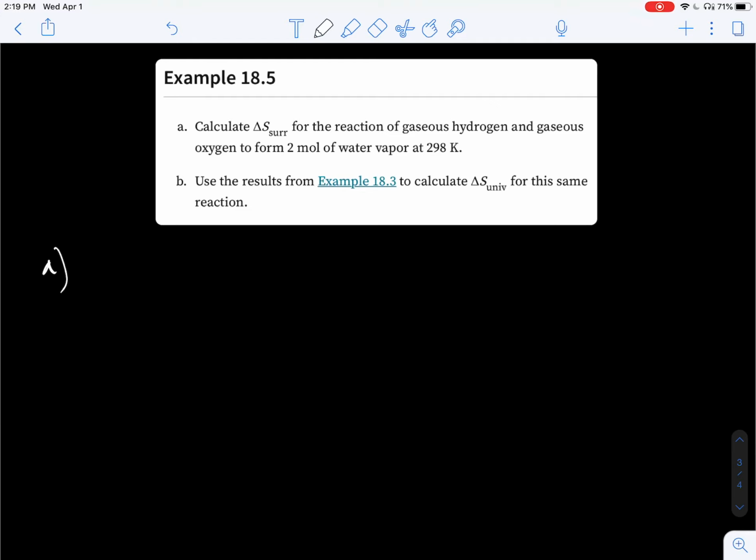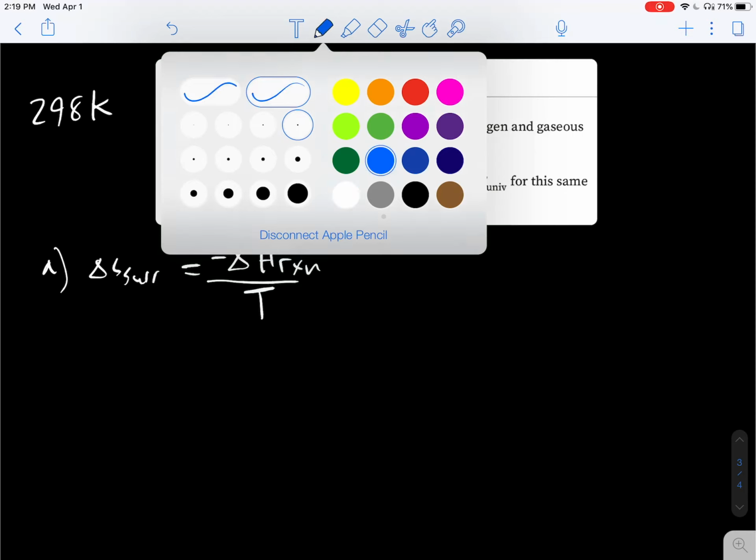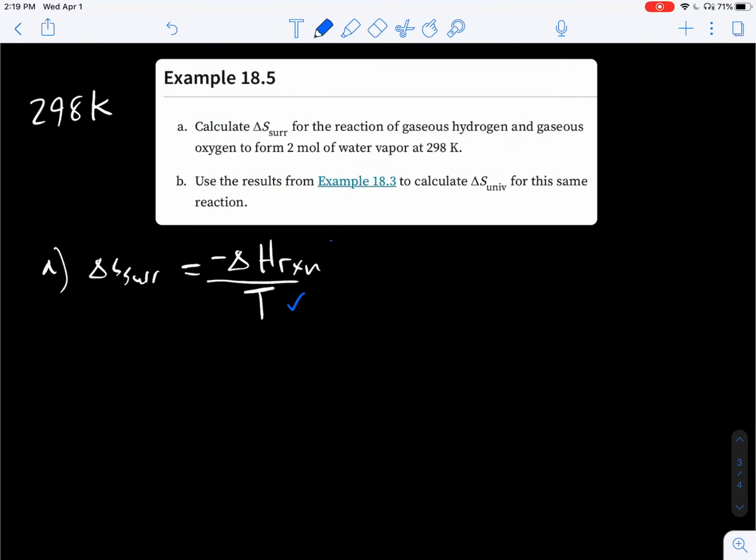Calculate delta S of surroundings for the reaction of gaseous hydrogen and gaseous oxygen to form 2 moles of water vapor at 298 Kelvin. So that's important. Delta S of surroundings means we need negative delta H of the reaction, divided by the temperature. Okay, we have this. So we need the delta H of the reaction.